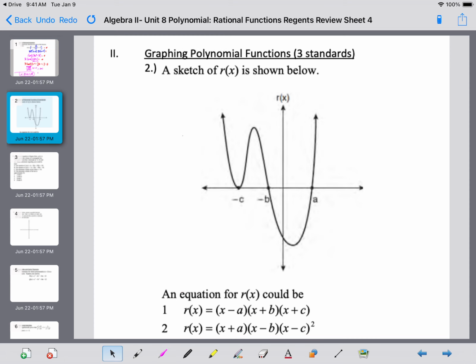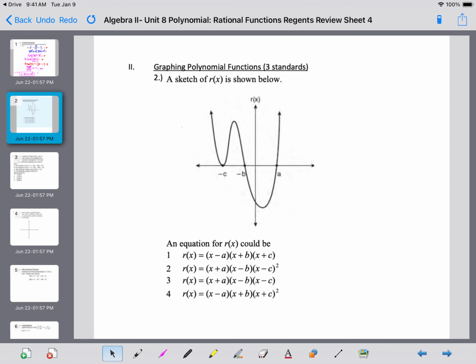Okay. For this graph, we have zeros at -c, so the factor would be x plus c. At -b, that factor would be x plus b. And at +a, that would be x minus a.